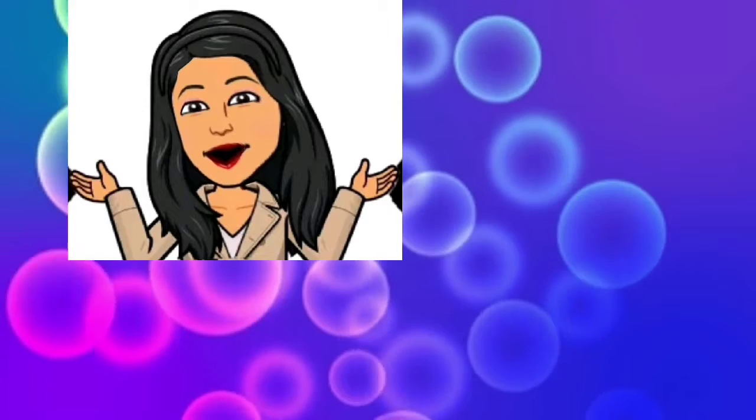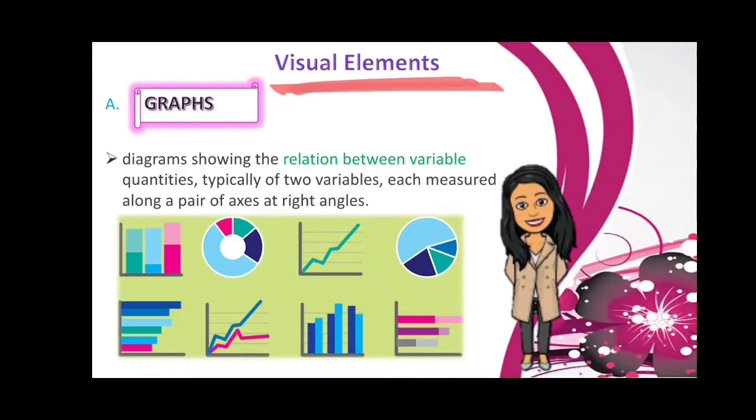Now, do you find it interesting to learn about graphics? This is very essential for you to learn about because you're going to meet graphics in all your subjects, especially in mathematics. Now let's go to the examples of visual or graphic elements. It's good if you take down notes. For letter A, we have graphs. Graphs are diagrams showing the relation between variable quantities, typically of two variables, each measured along a pair of axes at right angles. So this is a relationship of two or more things.